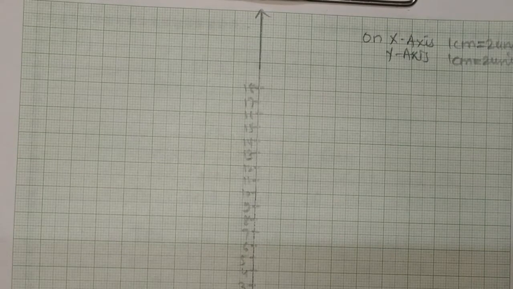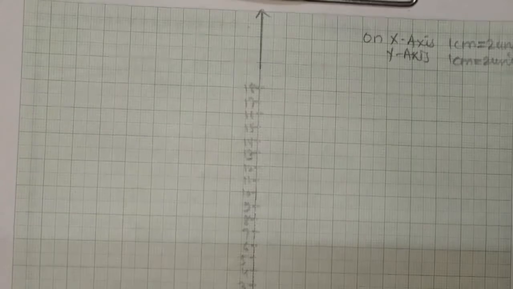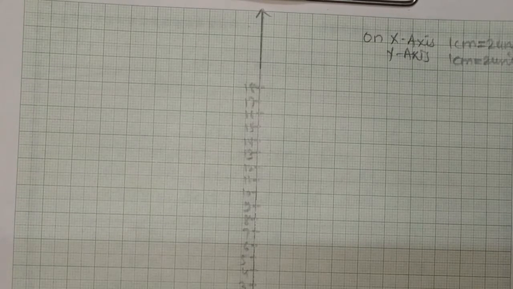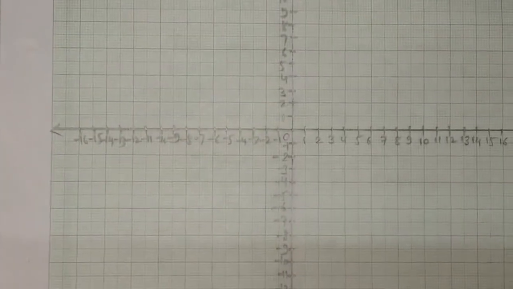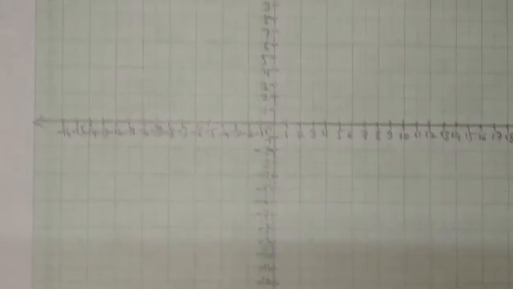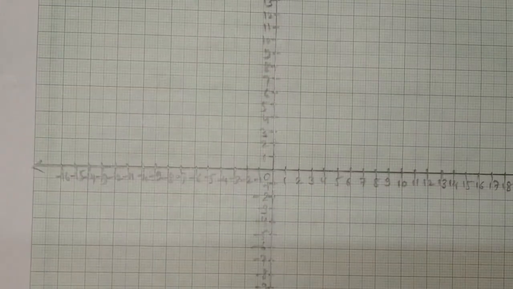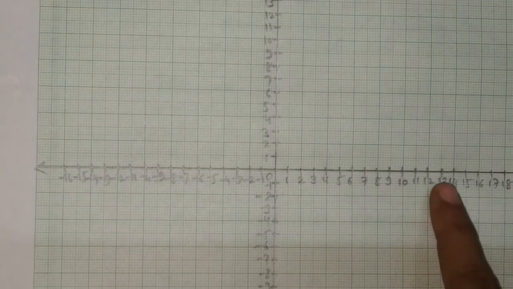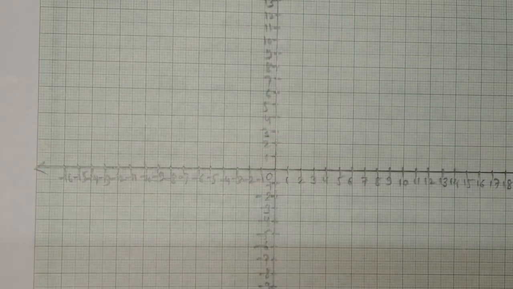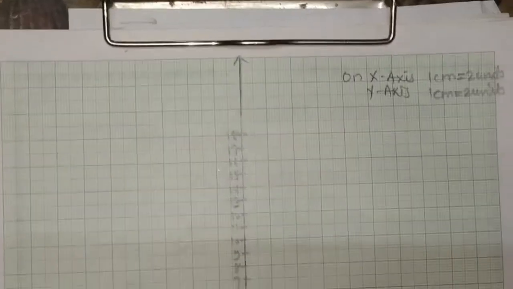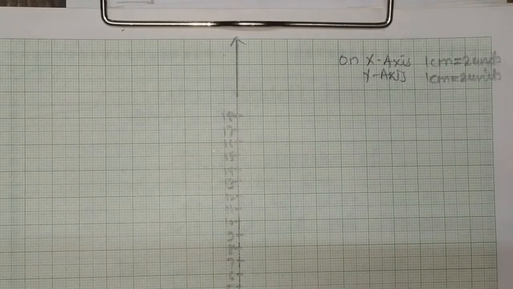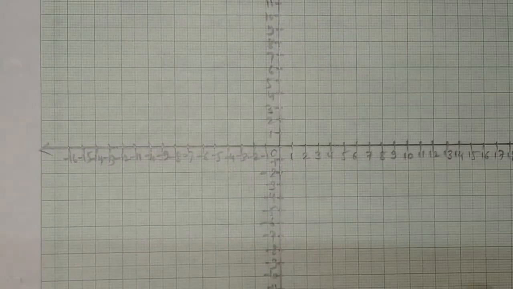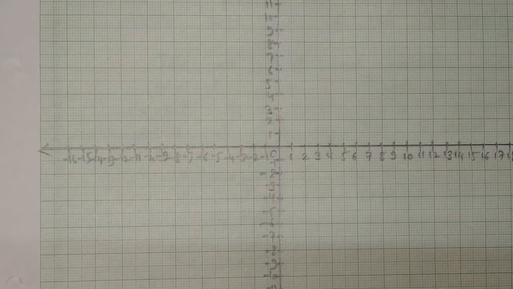Welcome back, dear students. In today's video, we are going to continue our lesson on graphs, and today we are going to plot some points on this Cartesian plane, or you can say coordinate axis. You can see here, friends, I have drawn two axes, x-axis horizontal and y-axis vertical. And here I have taken a scale on the x-axis and y-axis. 1 centimeter is going to be 2 units. So you can see here 2 units.